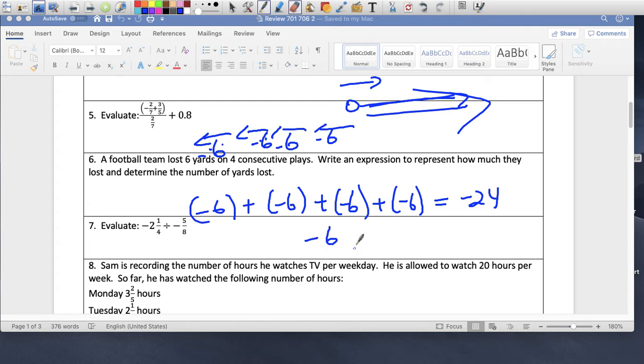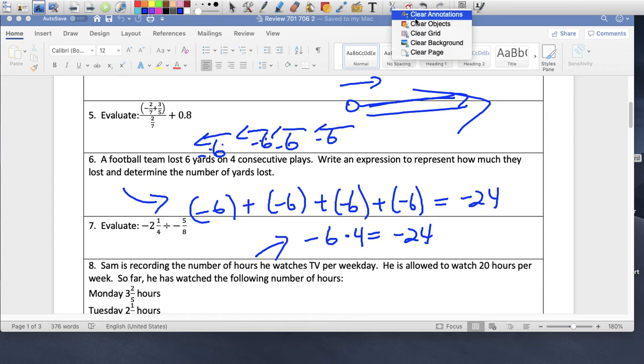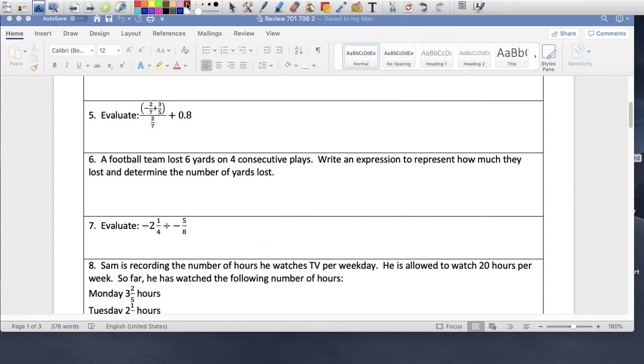Or we can do negative 6, because that's how much they lost. And the loss is represented by a negative integer, right? And times how much? Times 4. You notice I get the same answer. So I can use this expression or this expression to represent negative 24.